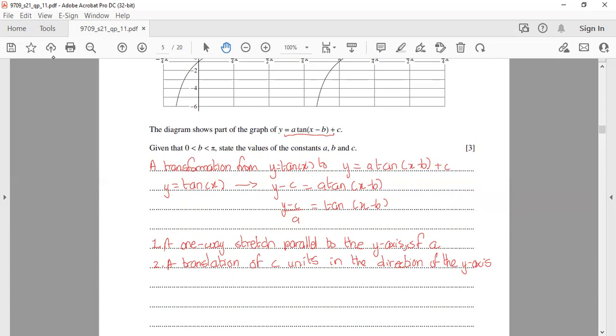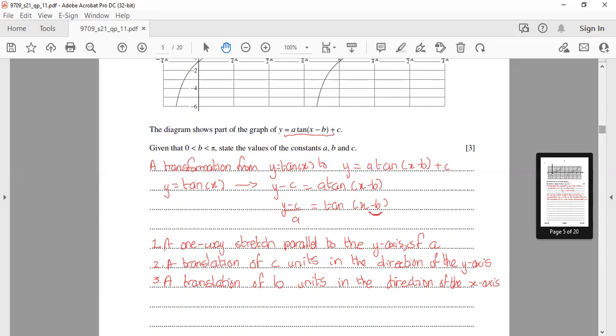And the last transformation that I have is this one here. So number 3, I have again a translation of b units in the direction of the x-axis. Okay, so how do we find the values of a, b, and c?